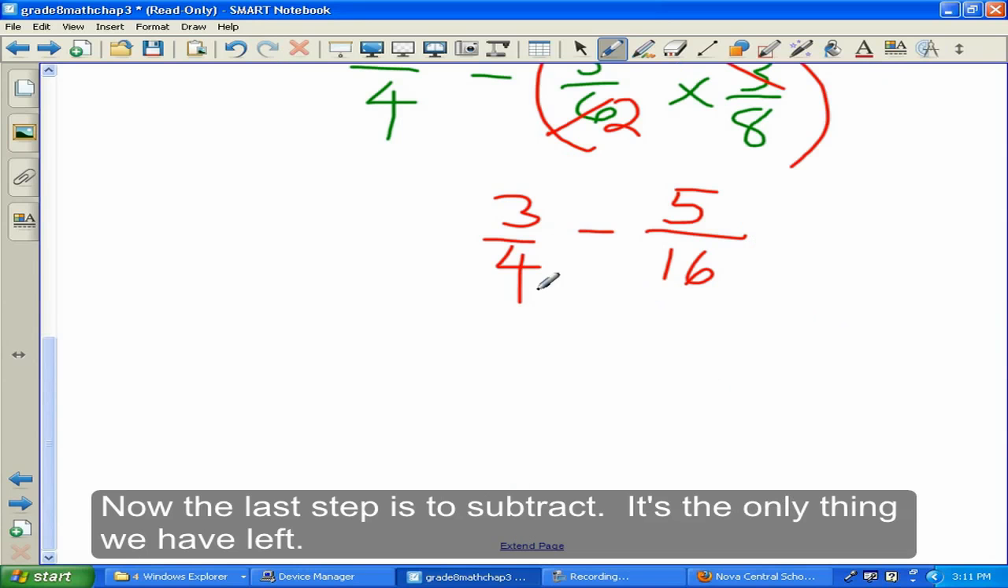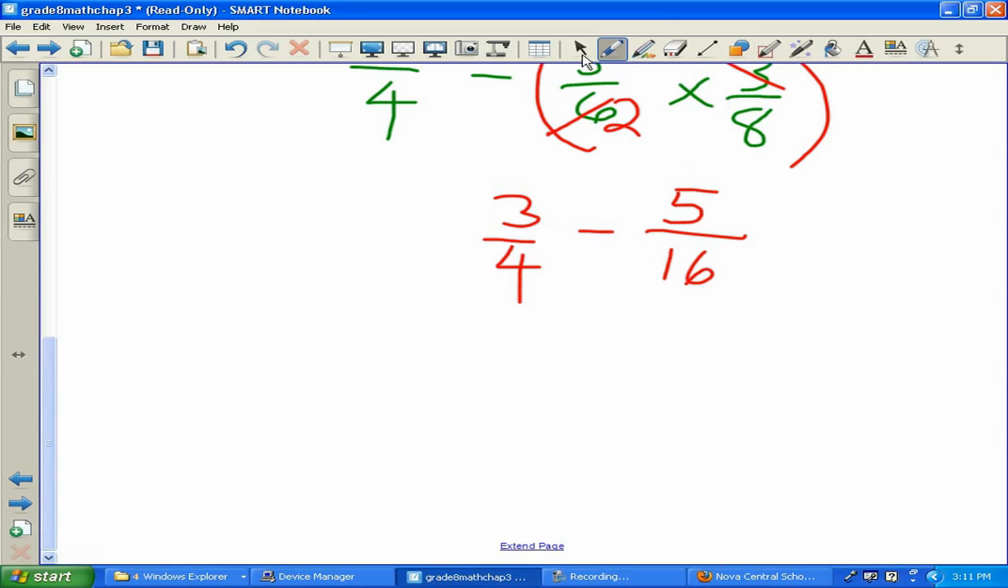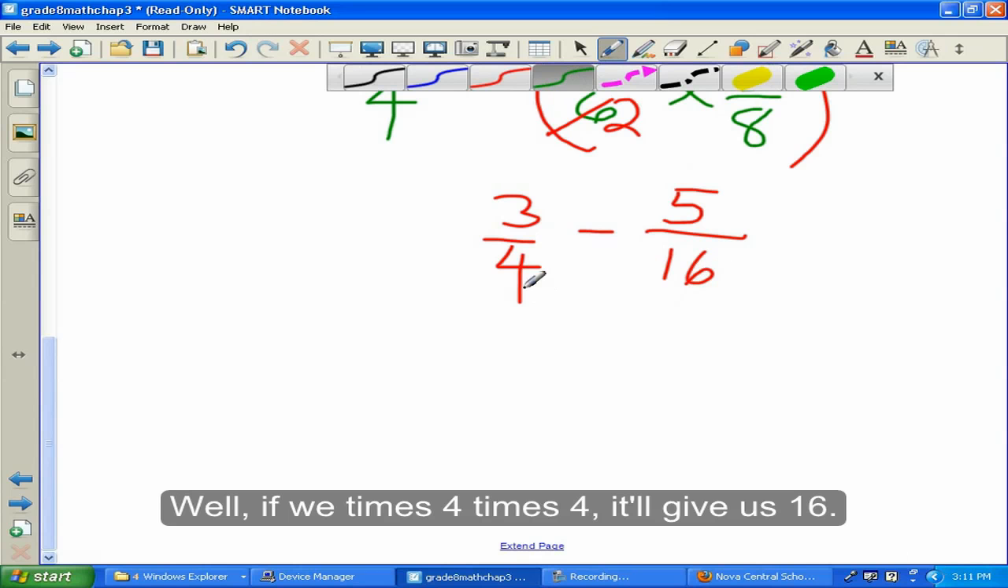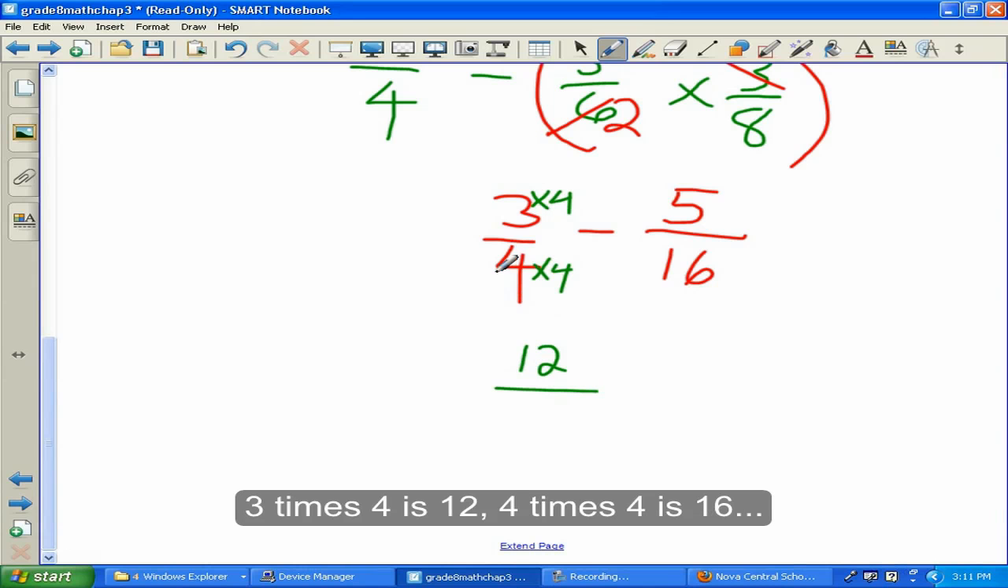Now the last step is to subtract. That's the only thing we have left. But how can we make the bottoms become the same? Well, if we times 4 times 4, it'll give us 16. So we'll do the same for the top. 3 times 4 is 12. 4 times 4 is 16.